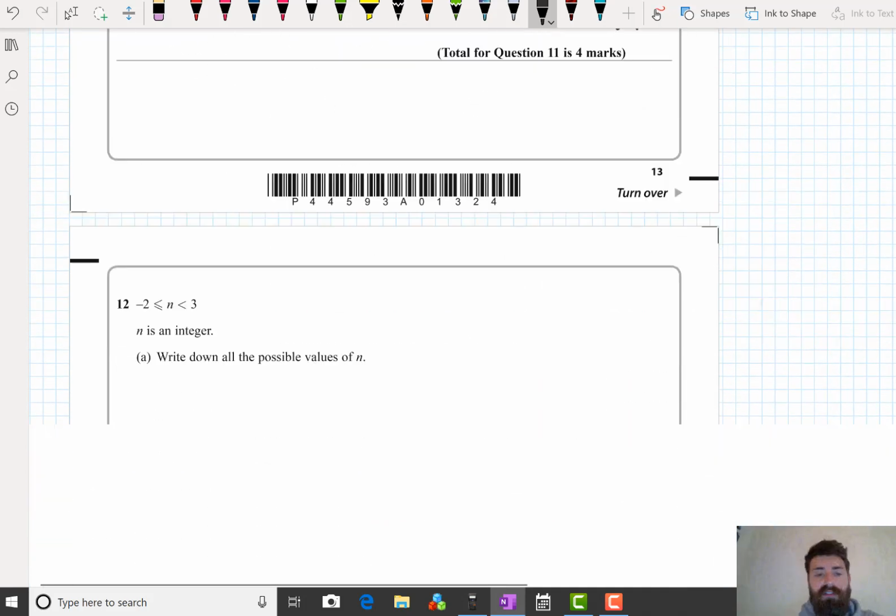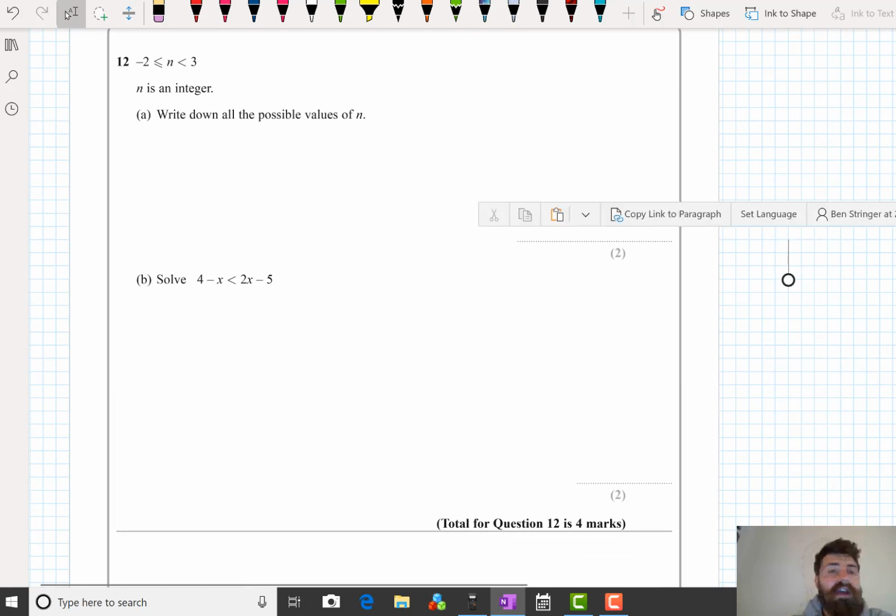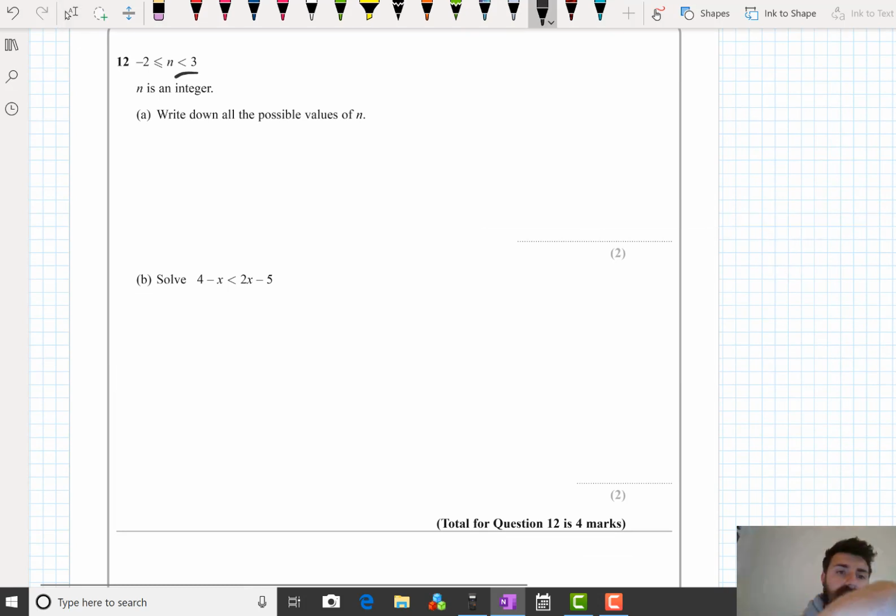Question 12, we're talking about inequalities here. n is an integer, whole number, right? Keyword, whole number. It's whole. Right, write down all the possible values for n. So it says here, n is bigger than or equal to negative 2. So the next whole number up, so it's bigger than, sorry, or equal to negative 2.